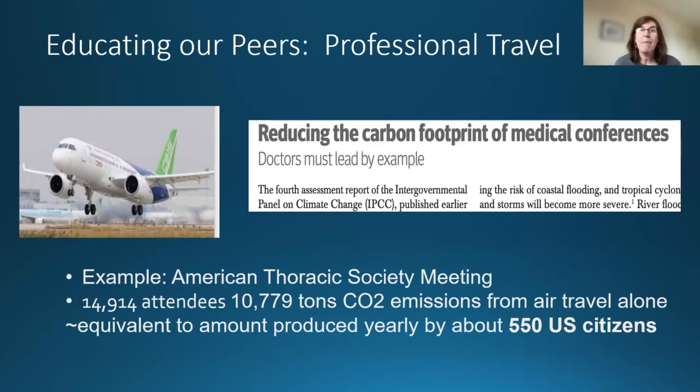Here's one example from a meeting of the American Thoracic Society, where the authors pulled together people's carbon emissions. There were about 15,000 attendees at this meeting. They calculated emissions just based on air travel, and that was about 11,000 tons of carbon dioxide. For one not even particularly large meeting in the US, that is equivalent to the greenhouse gas emissions produced yearly by about 550 people in the US. I would also add, given our international focus here, the US tends to create more. If you went into many other countries that are less developed, we're talking about something many-fold more than the 550 US citizens.